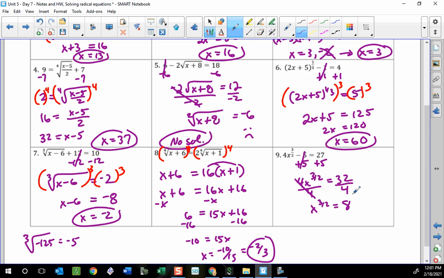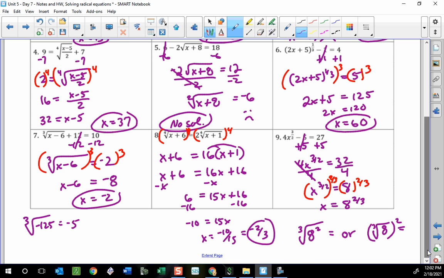So remember, to get rid of a power, I apply the reverse power. So I'm going to apply a 2/3 power. So these knock each other out, and that's why the x pops out. And 8 to the 2/3, that's my answer. But, you know, that's possible for me to do. You have two choices. You can do 8 squared and do the cube root, or you can do the cube root of 8 and then square it. Either way, you're going to get the number 4.